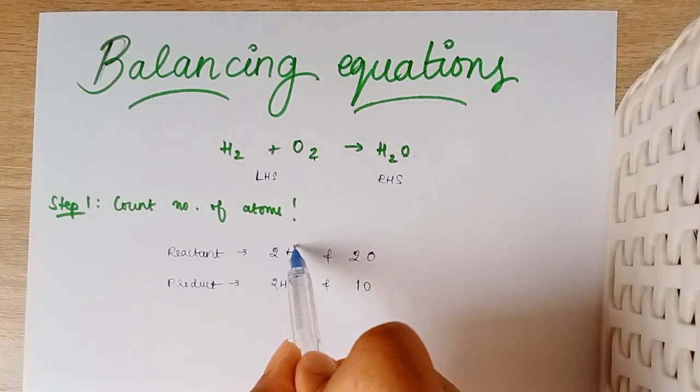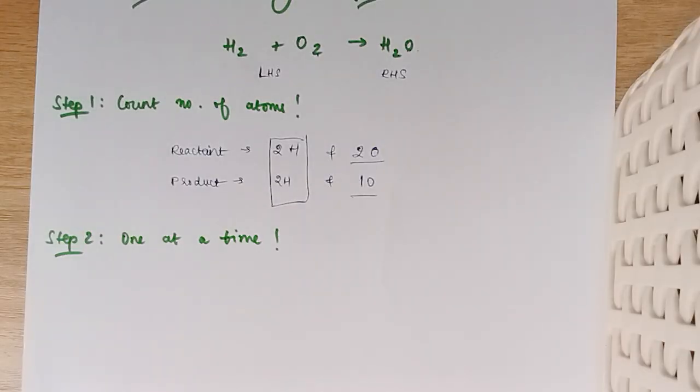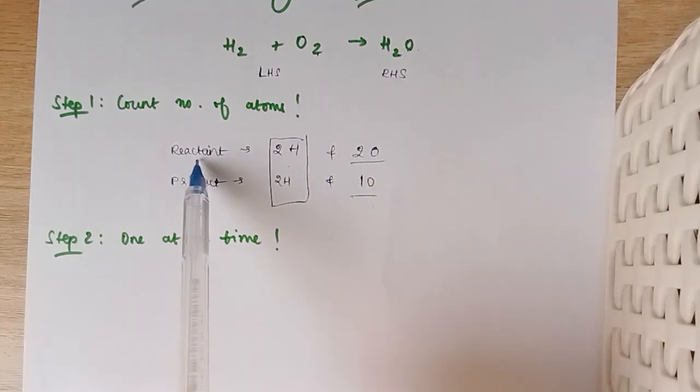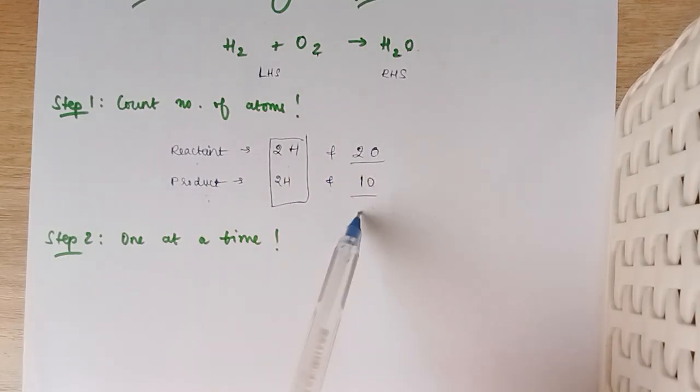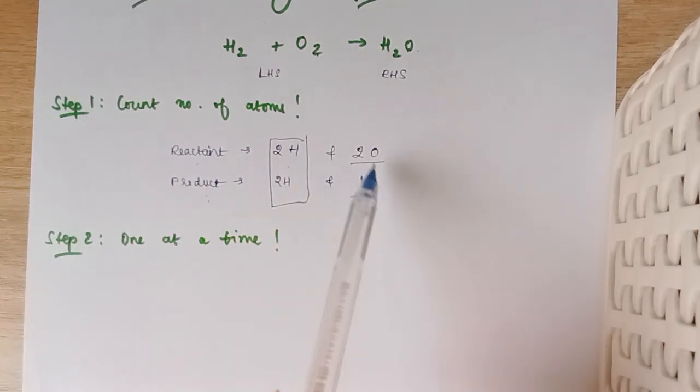So when you look here, the number of hydrogens is balanced on both the reactant and product side, but oxygen is not. And thus comes our next step, balancing one at a time. So now we'll fix oxygen first. How do you balance oxygen? To fix oxygen, where is the number of oxygen less, in the reactant or the product side? Obviously the product.